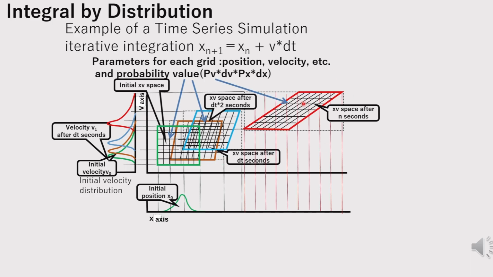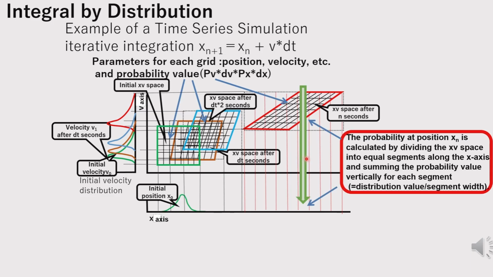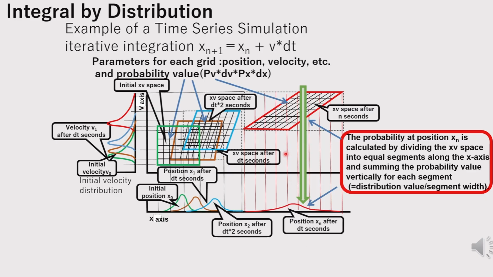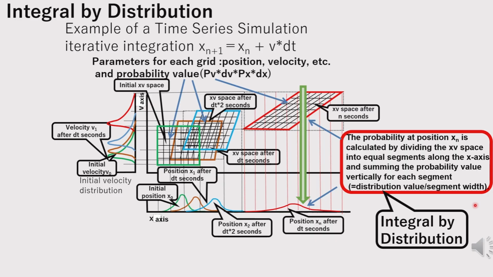We then divide the final position range after n seconds into equal segments. For each segment, we sum the probabilities of the grids that fall into it, and divide by the segment width. This gives us the resulting position distribution. This process is what we call distribution integration.